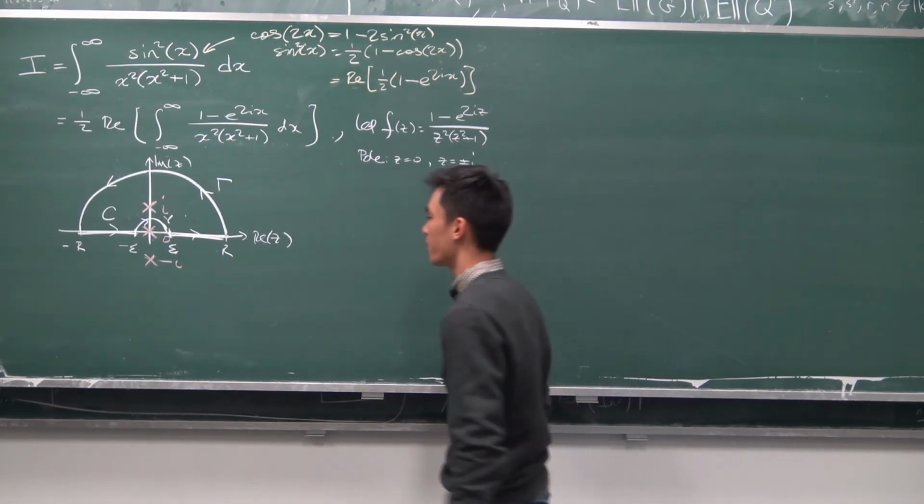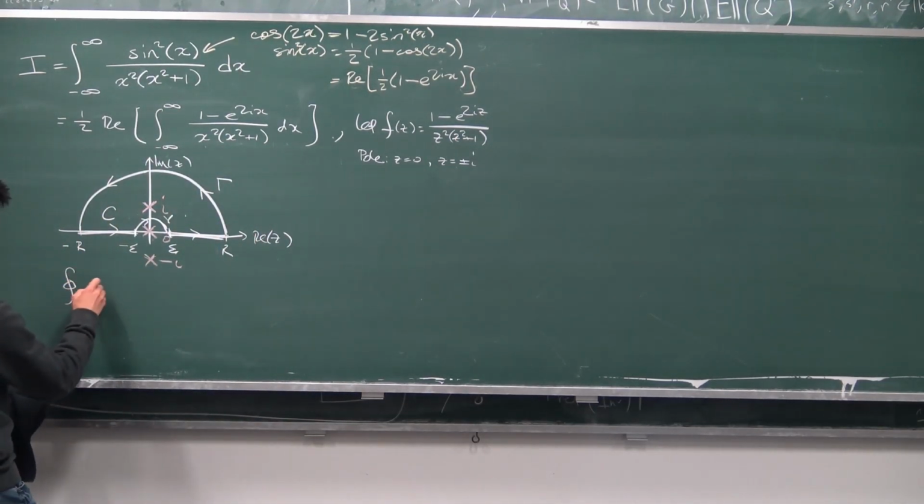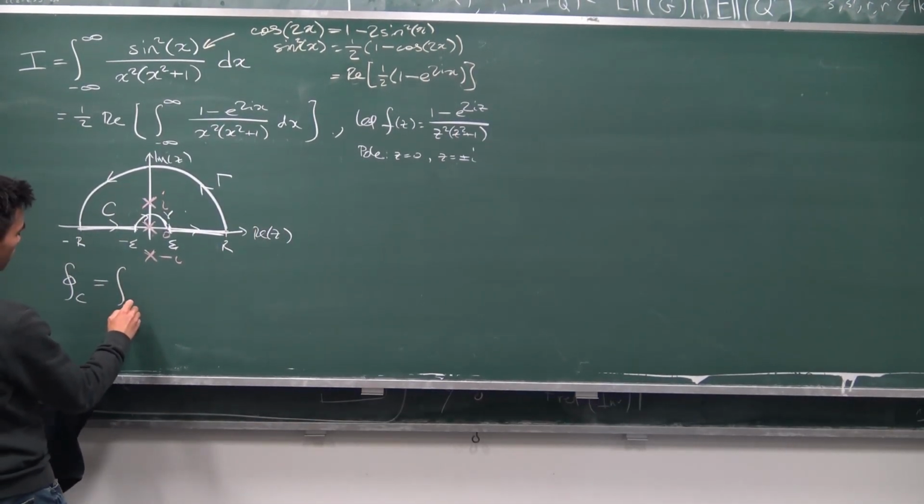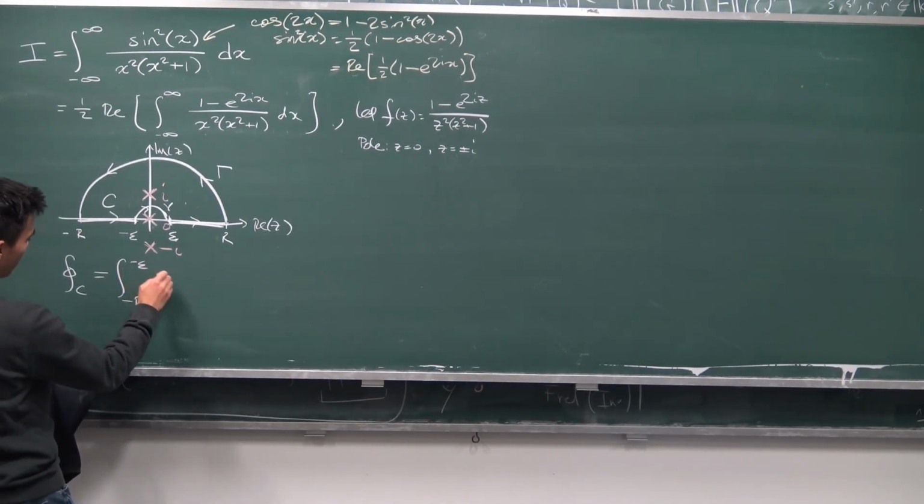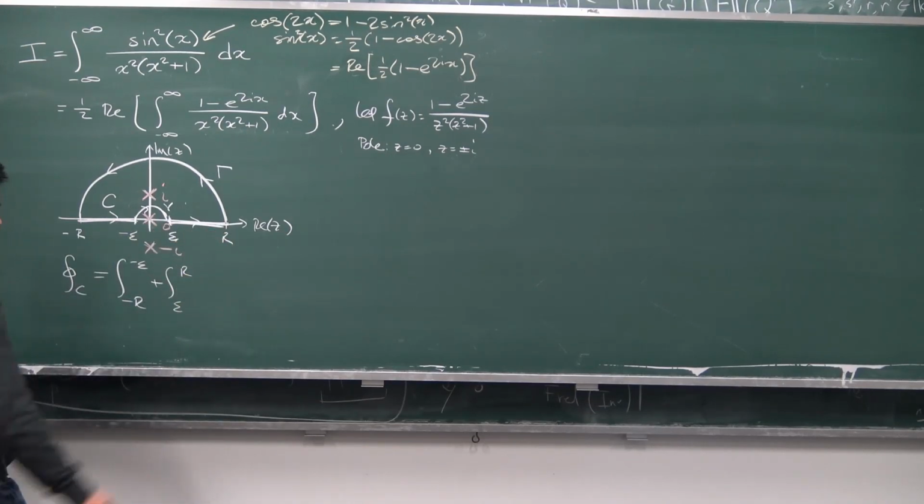First thing to do, let's write out a few integrals. We have the contour integral over C. This is going to be equal to the integral from negative r to negative epsilon, plus the integral from epsilon to r, so along the real axis pretty much.